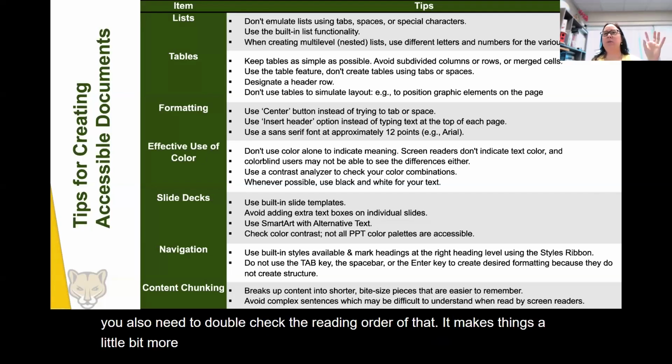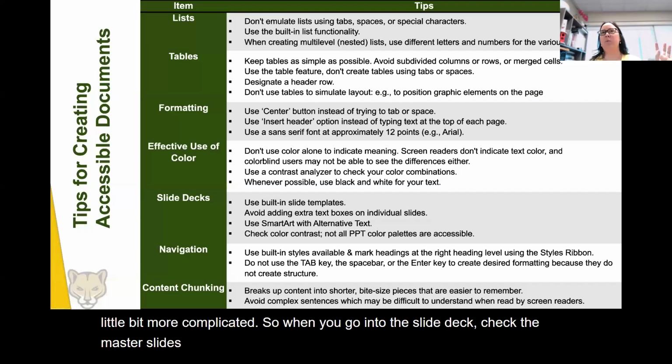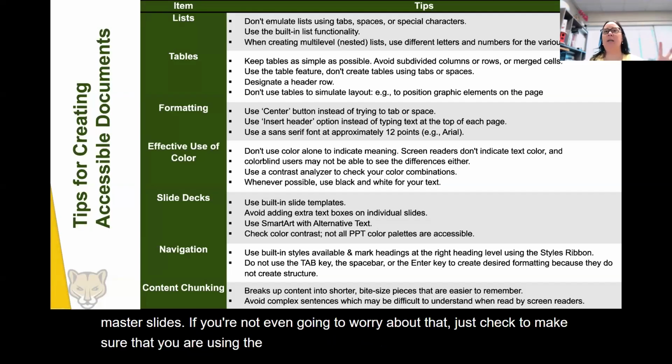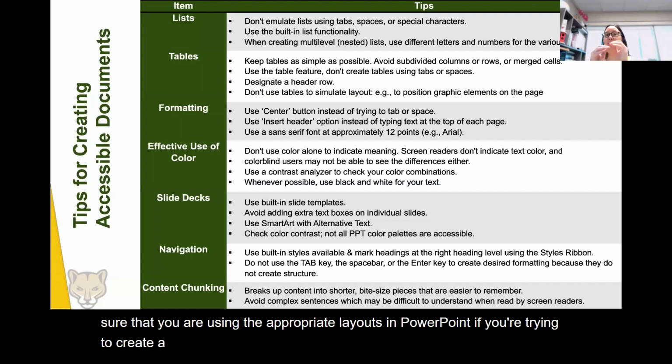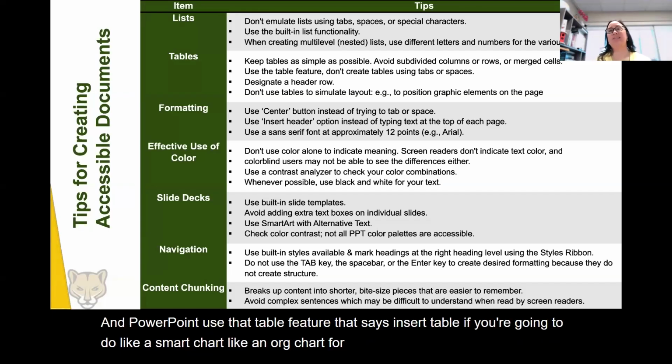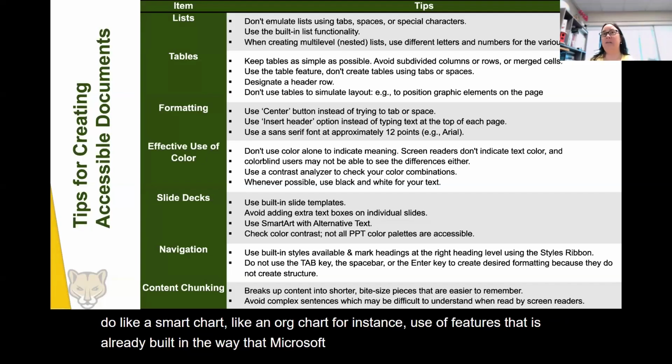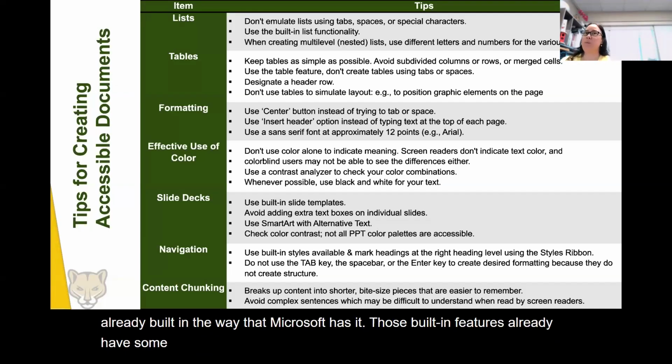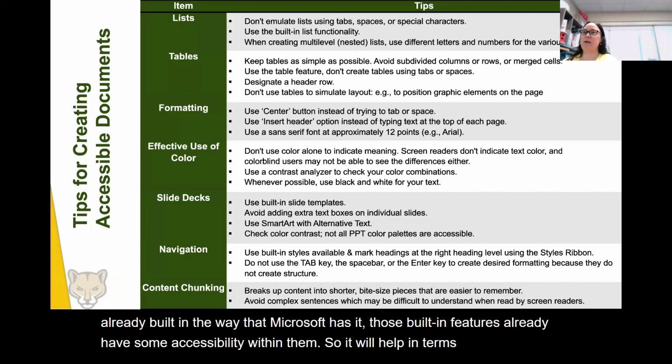So when you go into the slide deck, check the master slides. If you're not even going to worry about that, just check to make sure that you are using the appropriate layouts in PowerPoint. If you're trying to create a table within PowerPoint, use that table feature that says insert table. If you're going to do a SmartArt graphic, like an org chart, for instance, use the features that are already built in. The way that Microsoft has it, those built-in features already have some accessibility within them. So it will help in terms of making your stuff accessible.